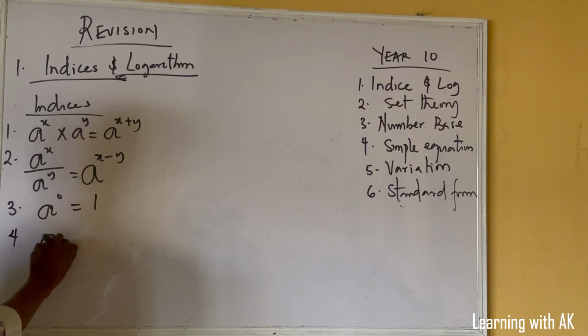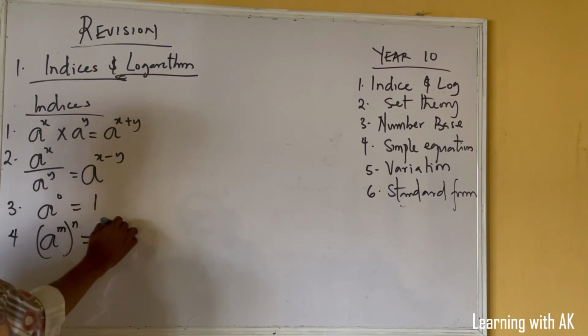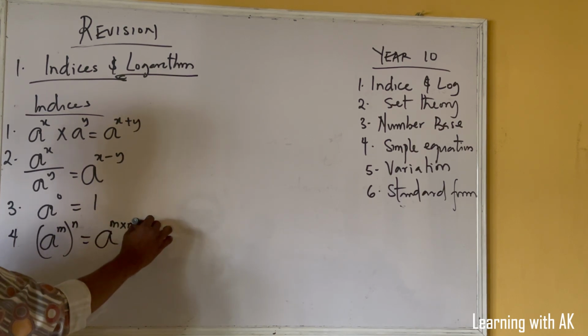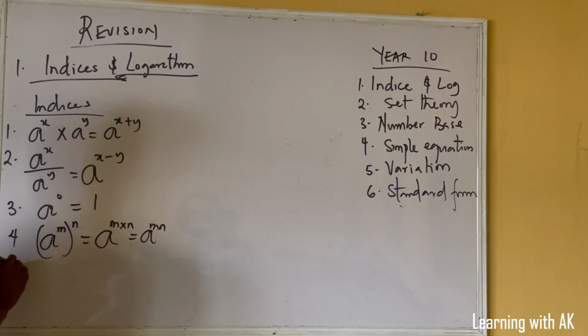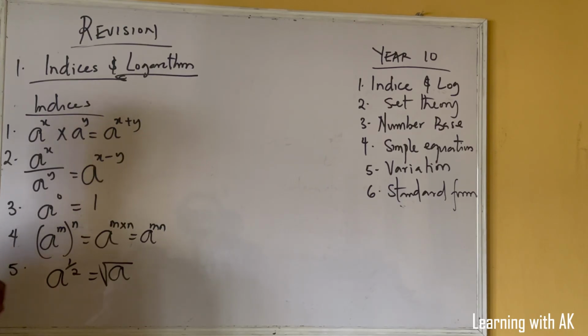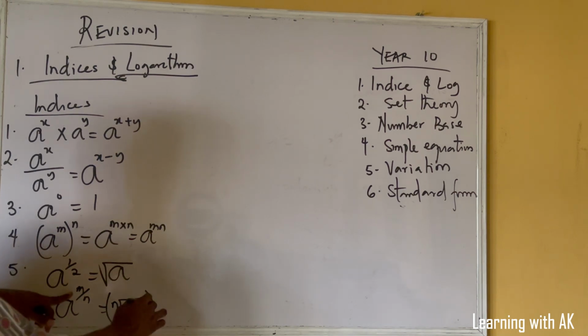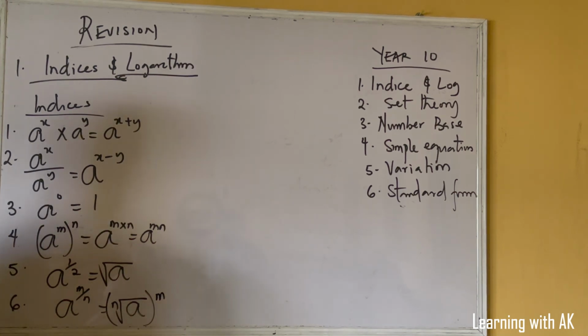Also, if you have a raised to power m into n, it means you multiply the power m times n, that is a to the mn. Okay? The law also says that if you have a raised to power 1 over 2, it is the same as square root of a. The law also says that if you have a raised to power m over n, the base here will be the root, while the n there will be what? The power. If you know this, you can solve any indices question.